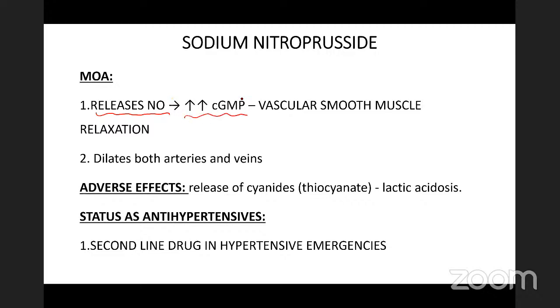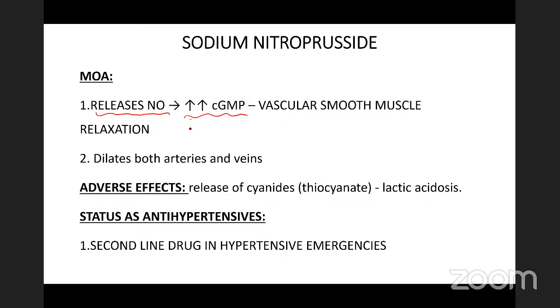Whenever the cyclic GMP increases, it causes dephosphorylation of myosin light chain kinase. So it inhibits the activation of myosin light chain kinase, thereby inhibits the contraction coupling with actin. So there is no contraction of vascular smooth muscles.